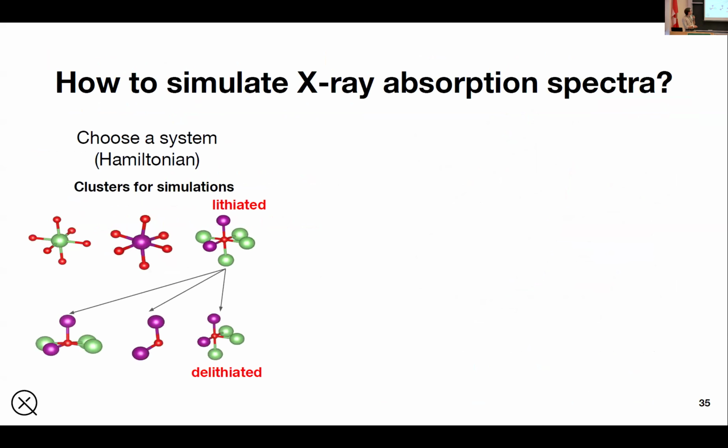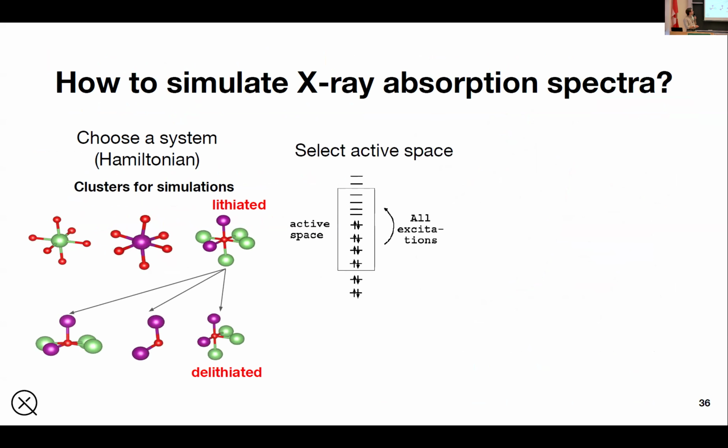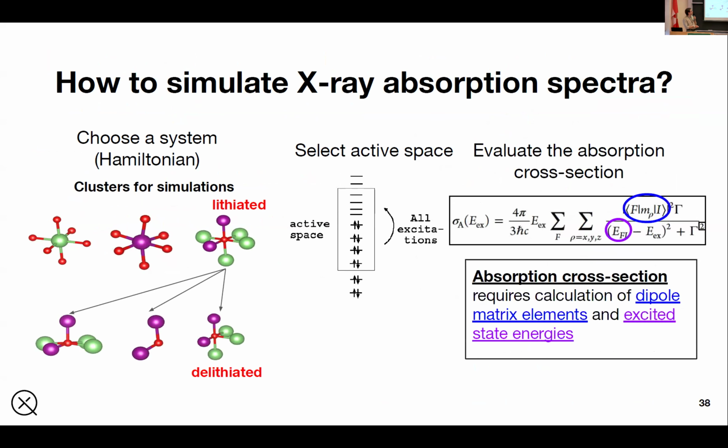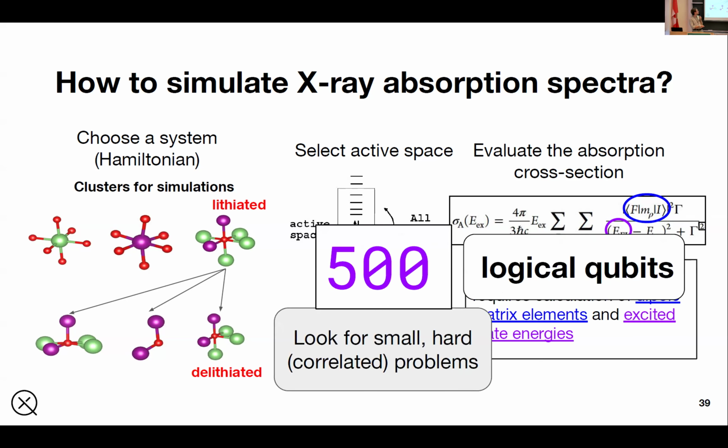How do we do this? Well, we take these local clusters, and they're local because the X-ray absorption physics are quite local in space because we're exciting core states. We construct an active space by selecting some of the electronic states to excite, and then we evaluate this absorption cross-section, which ultimately depends on dipole matrix elements and excited state energies. And this is the point where we start to get excited because we're looking at a relatively small system where I don't need to tackle a whole supercell here. And it's still looking quite hard and correlated because we're after excited states and not something like the ground state.